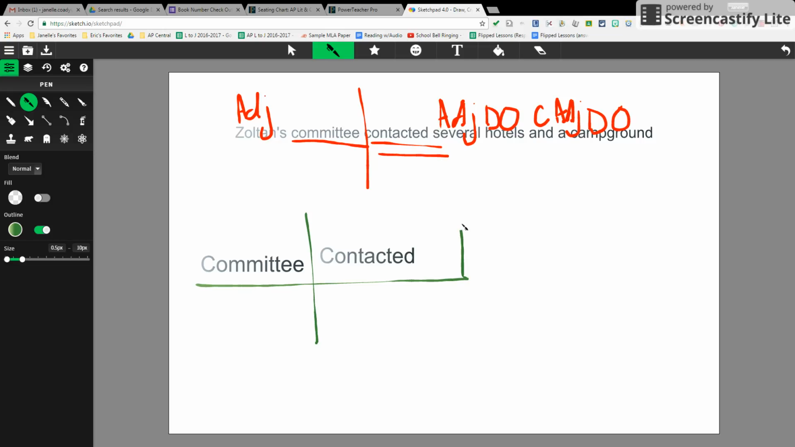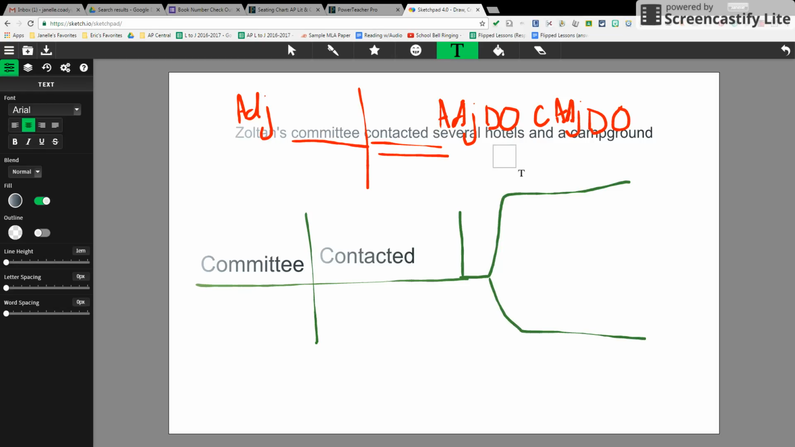So in that case, I draw the direct object line. So a straight up and down line signifies that you have a direct object. And then I'm going to make my bracket for the two direct objects. Then I would put hotels on the top line because it comes first. And I would put campground on the bottom.